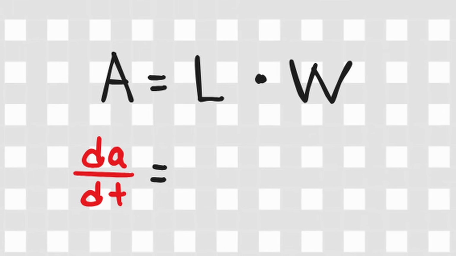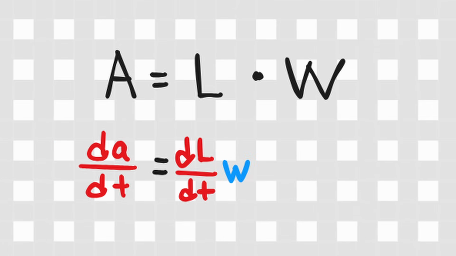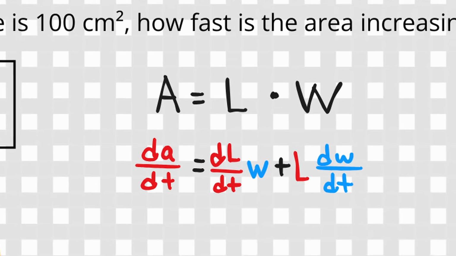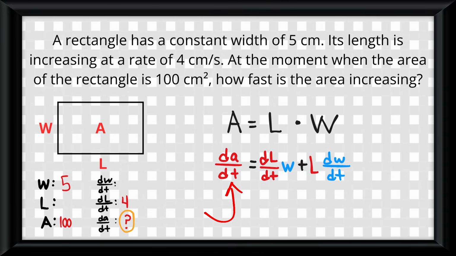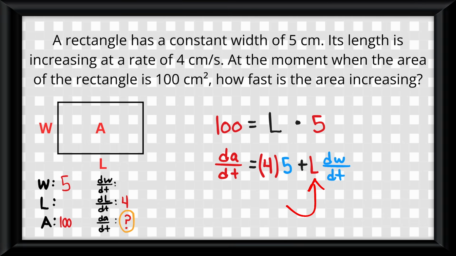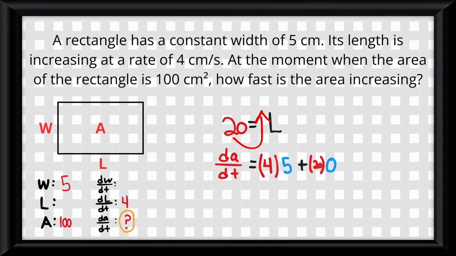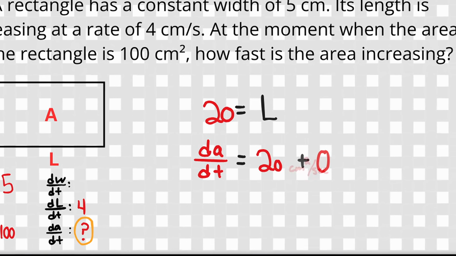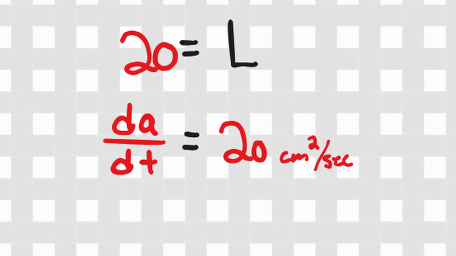So we do the derivative of the first, then leave the second alone, plus leave the first alone, then the derivative of the second. Now let's plug in everything we know. We are trying to find dA/dt. We know dl/dt is 4, w is 5, L, which we can figure out by plugging everything into the earlier equation, is 20, and dw/dt is 0, because in the problem it said width was a constant. Finally, we do some simplifying and we get dA/dt is equal to 20 centimeters squared per second.